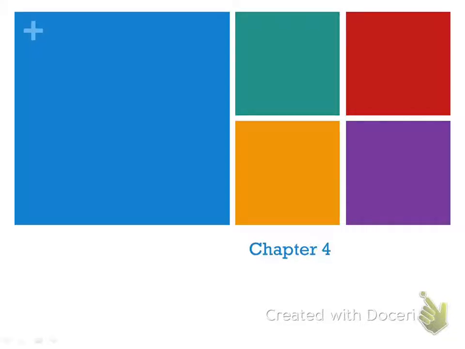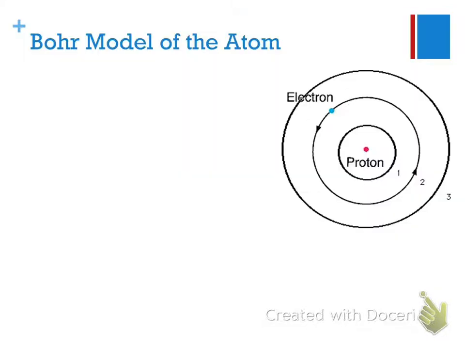What was the first atomic model that we looked at? What was that called? The Rutherford model, or the nickname for that was what? The planetary model, right? The Rutherford model, the planetary model. That was the first one that we looked at. Today we're going to look at something called the Bohr model.